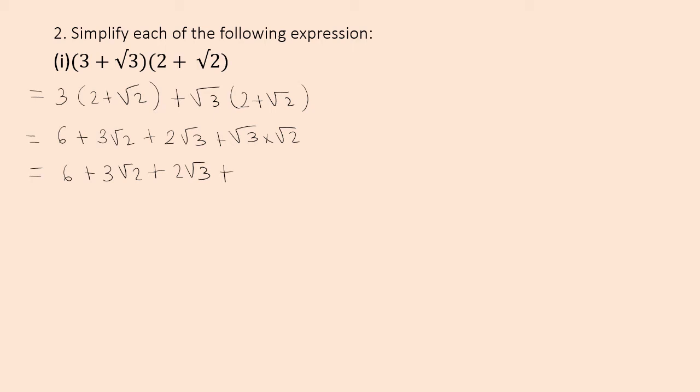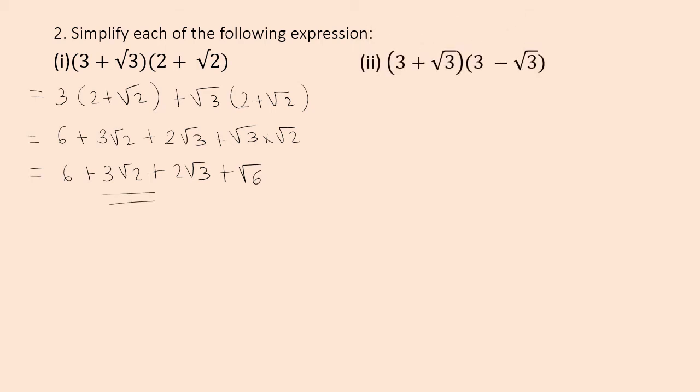By using the property, you can write it as root 3 multiplied by 2, that is root 6. Now, if the irrational parts in the terms are same, you can add the rational part. Here, 3 root 2 plus 2 root 3. Irrational numbers, that is root 2 and root 3, that are different. So, you write the answer as it is.